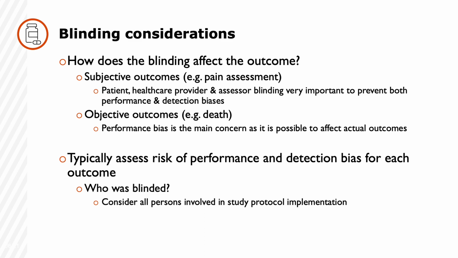Typically, when we're appraising a trial, we want to assess the risk of performance and detection bias for each outcome. We need to think about who was actually blinded in the trials and consider all persons involved in the study protocol implementation, so that we can evaluate for ourselves who should be blinded.